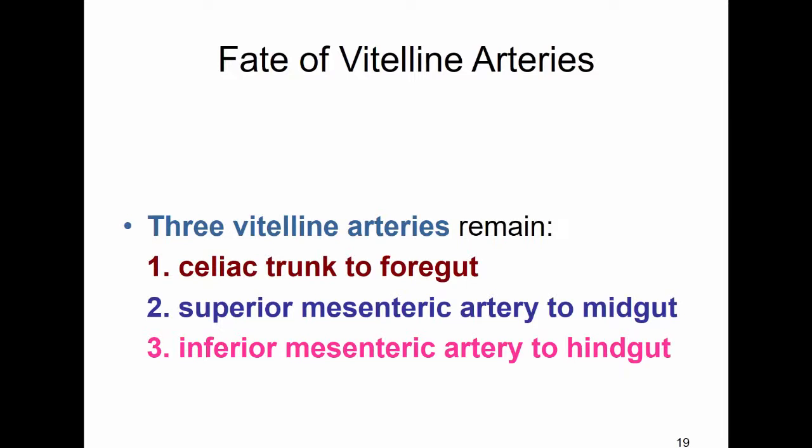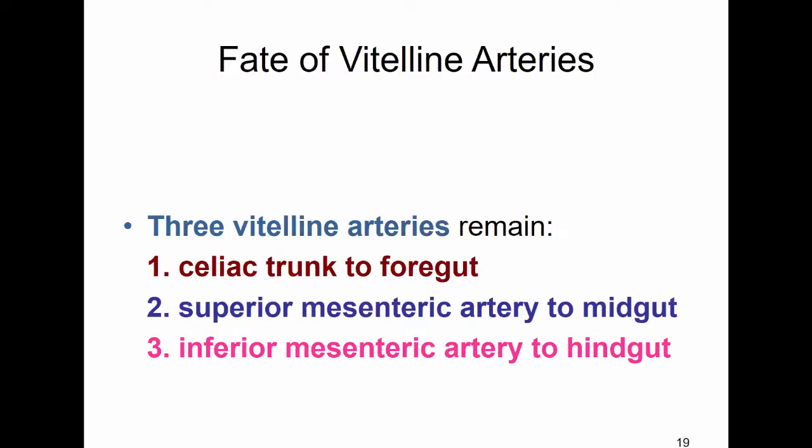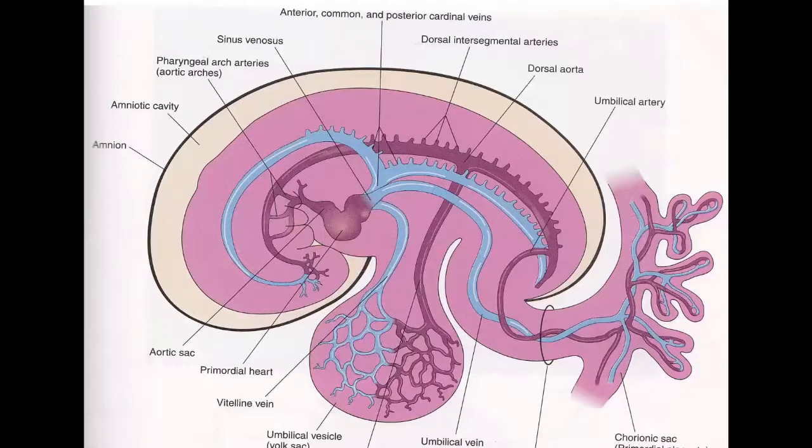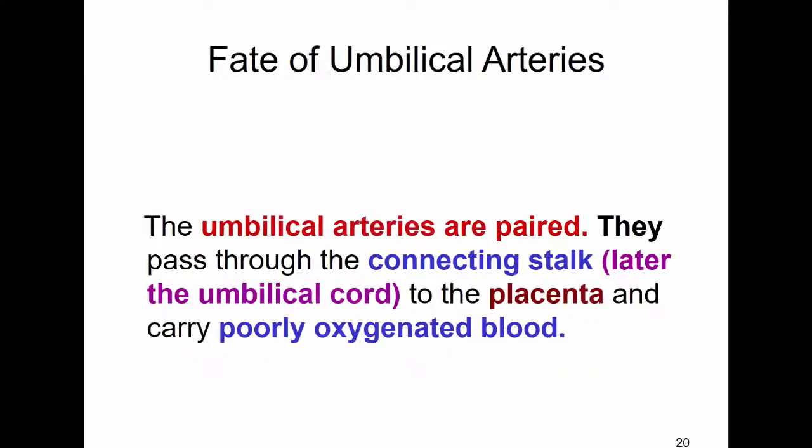And we will also ask, celiac trunk will supply whom? Celiac trunk will supply the foregut. Superior mesenteric artery will supply whom? The midgut. Inferior mesenteric artery supply whom? The hindgut. This should be the answer. So this is about the three vitelline arteries. And three vitelline arteries will remain, from above downwards: celiac trunk, superior mesenteric artery and inferior mesenteric artery. Clear? Remember this.